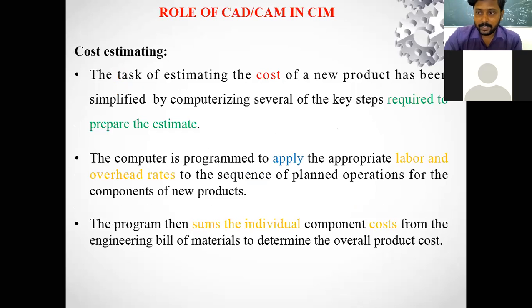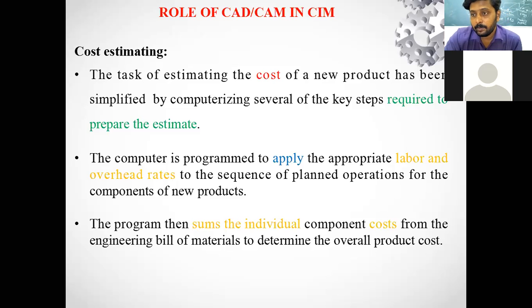Okay, cost estimation. It is generally the task of estimating the cost of a new product that has been simplified by computerizing several of the key steps required to prepare the estimate. Generally, how do we estimate a cost? We take the raw material cost, the man cost, the material cost, the process cost. Every cost associated with the manufacturing and other things. So the final cost of the product will be estimated by using that.